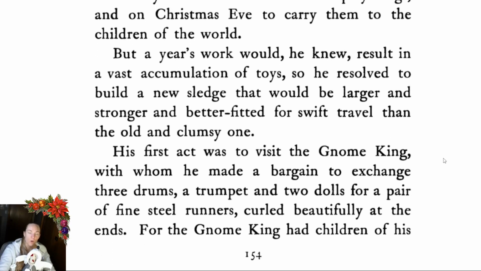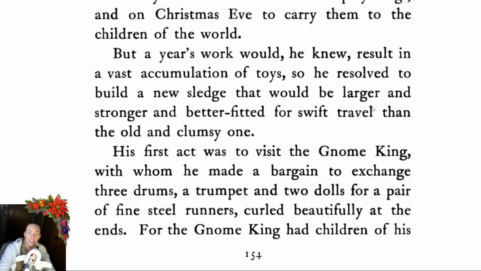But a year's work would, he knew, result in a vast accumulation of toys, so he resolved to build a new sledge that would be larger and stronger and better fitted for swift travel than the old and clumsy one. His first act was to visit the Gnome King, with whom he made a bargain to exchange 3 drums, a trumpet, and 2 dolls for a pair of fine steel runners curled beautifully at the ends.